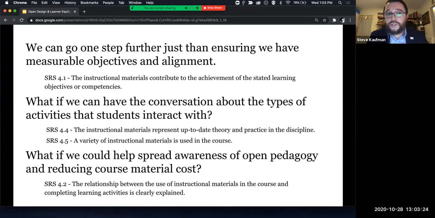An open course with open materials can pivot faster than a mainstream publisher textbook because once it's printed, it's out of date, right? You've got a 6-month to 12-month window and then new stuff comes out. Using open might allow your faculty to have a more evergreen course that's always bringing in fresh content that is current. And then what if we could help spread awareness of open pedagogy and reducing material costs, which talks about instructional materials in the course and completing learning activities and how they're clearly explained, right?